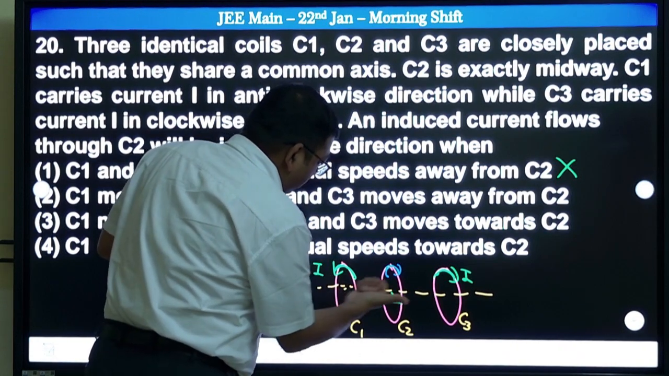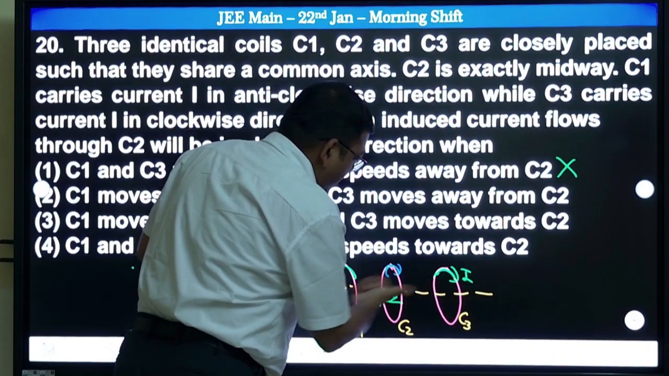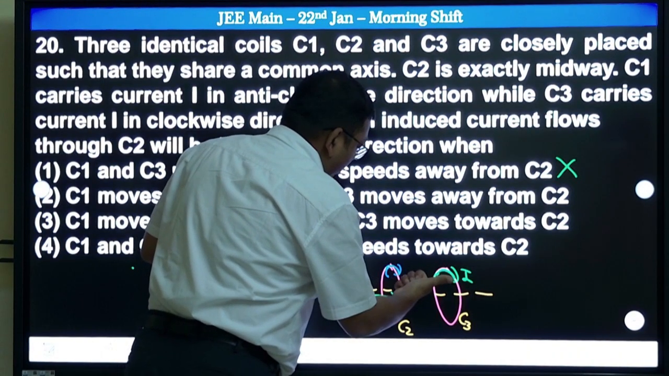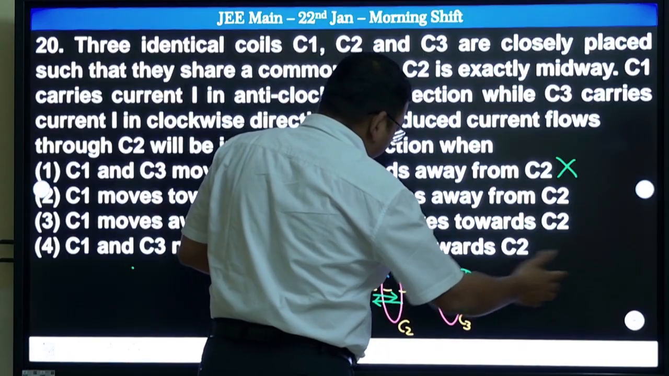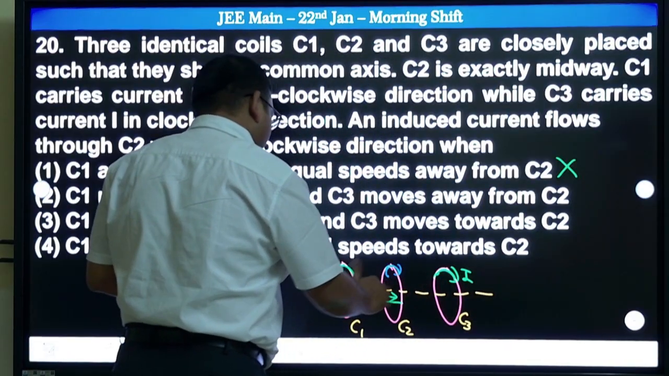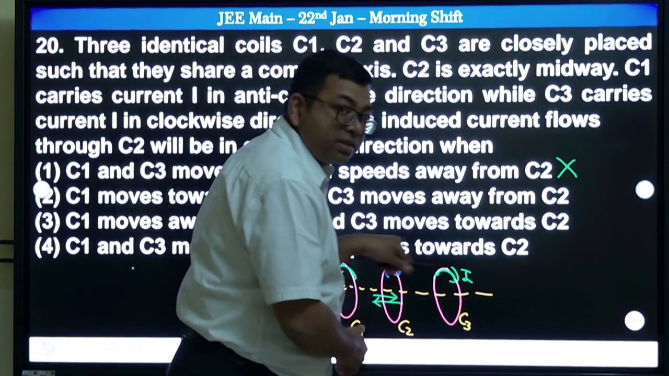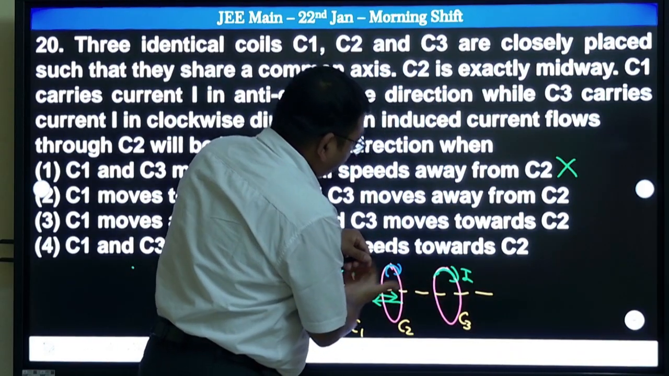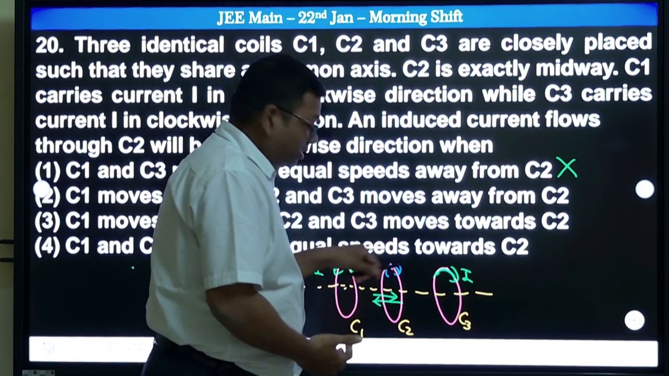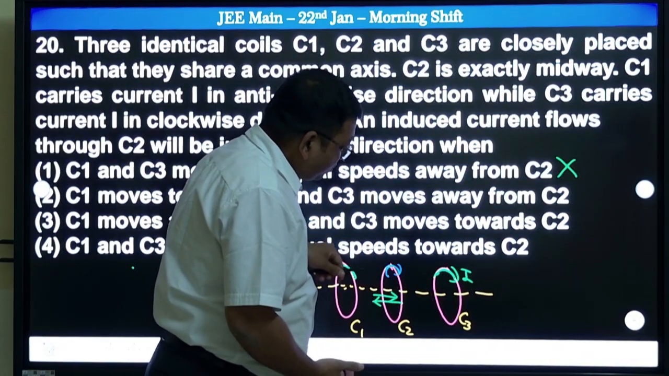So it is creating this way. So this is going to increase, and if this is going to increase, this is going away, so this side will be decreasing. So resultant, in this direction it will increase, and if it is increasing in this direction, it will try to oppose that. As this is increasing, it will try to oppose that.